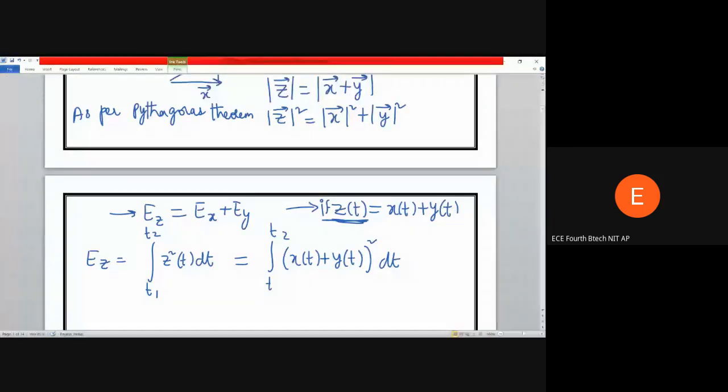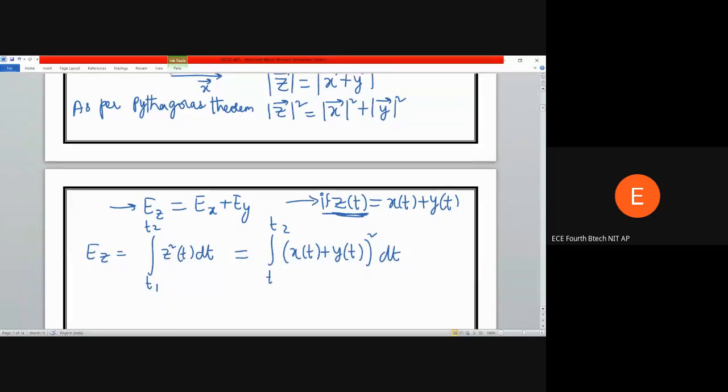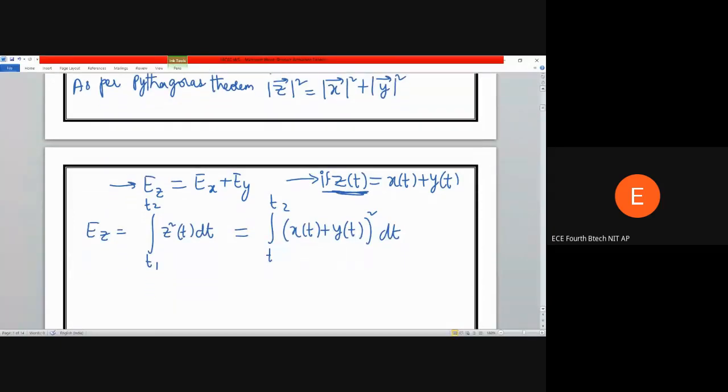If you try to expand this equation, you will have the integral from t1 to t2 of x square of t plus y square of t, plus, if the signals x of t and y of t are complex, I am supposed to write x star of t multiplied with y of t plus x of t multiplied with y star of t. This is what I write if the signals are complex in nature. Otherwise, I can straight away write 2 x of t y of t.